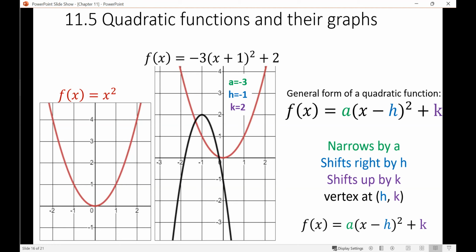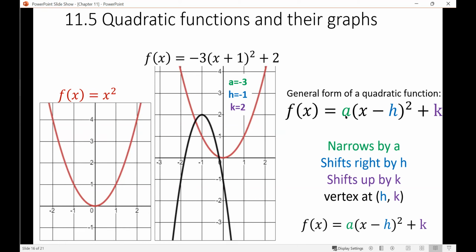So let's make a shorthand for all these different kinds of variations. The general form of a quadratic function, this is something you're going to want to remember. This is a graphing form. So sometimes we'll square this out and then simplify, but if you want to graph it, it's going to be in this form.